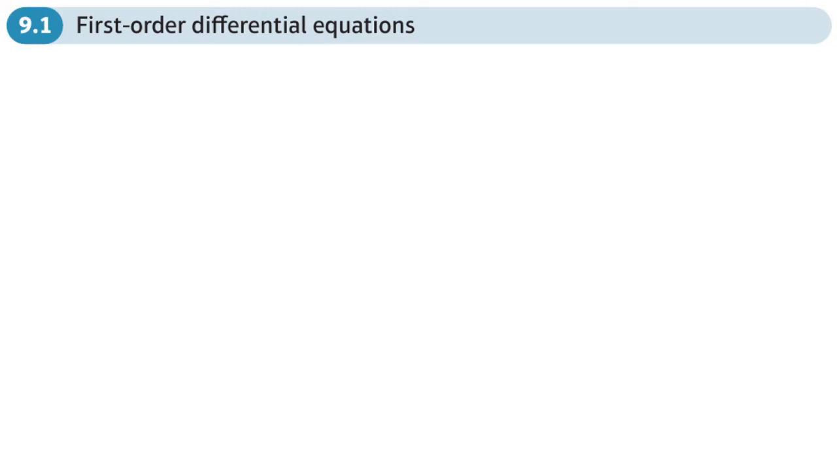This is the first section of chapter 9, which is about reducible differential equations. And this section, we're going to be concentrating on first order differential equations. Now, basically, a reducible differential equation is an equation we can make easier by substitution.